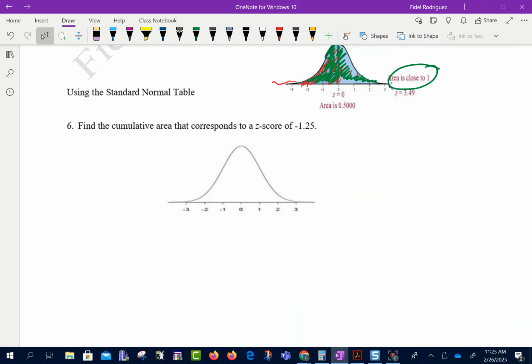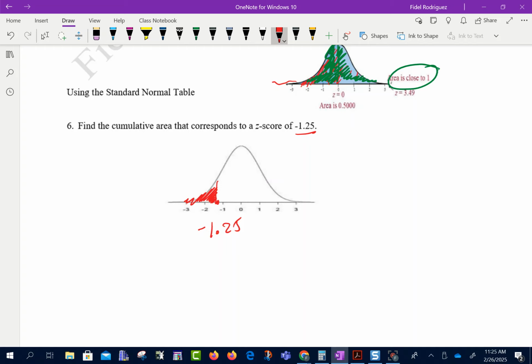Now the next part says, can we find a cumulative area that corresponds to a z-score of negative 1.25? Y'all, I'm going to show you 2 ways of doing this. So negative 1.25 would be somewhere right about here. Negative 1.25. We're going to find the area to the left.